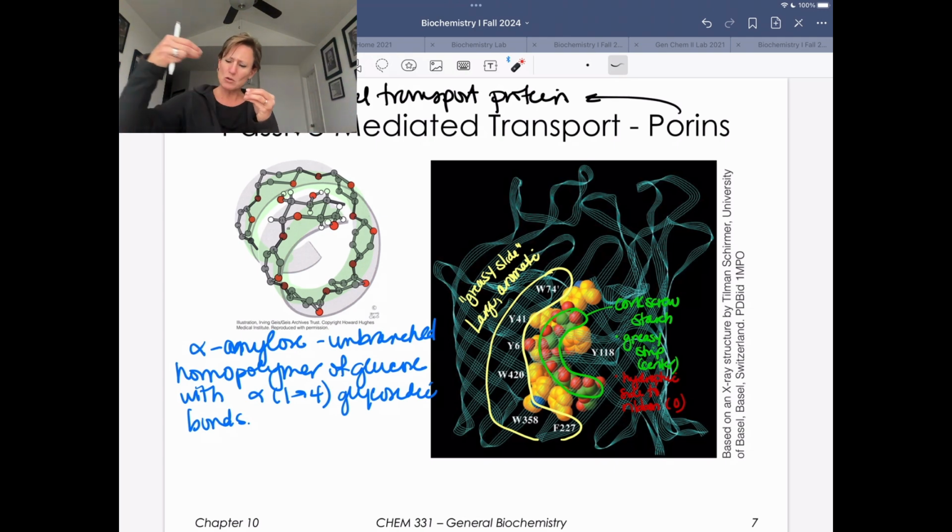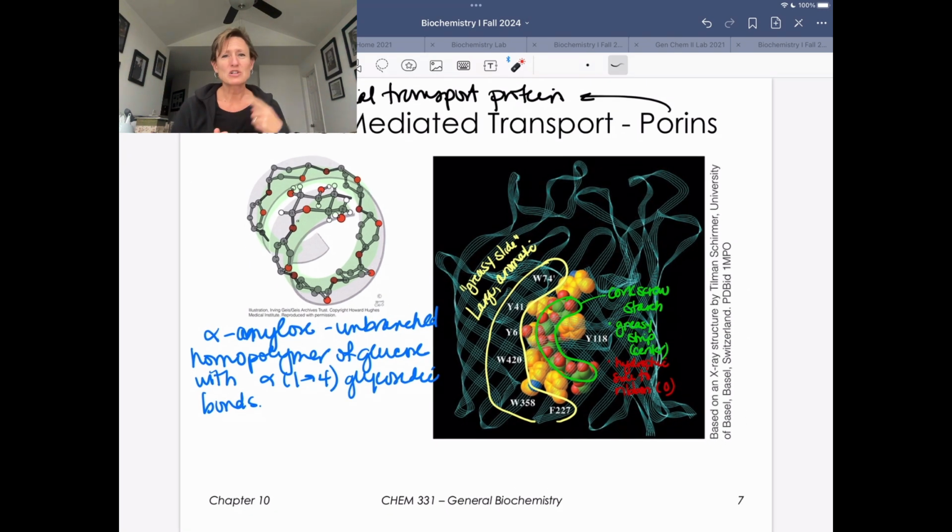But again, if we strip the water off of this corkscrew, we can have that greasy strip interact with our greasy slide, and we can corkscrew our piece of starch through so that our bacteria can eat. All right, that's how porins work to bring starch into bacterial cells.